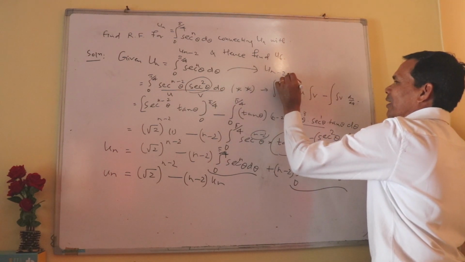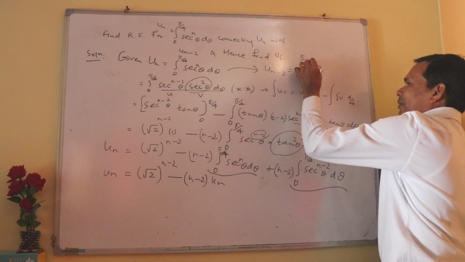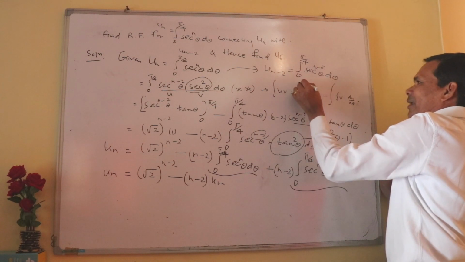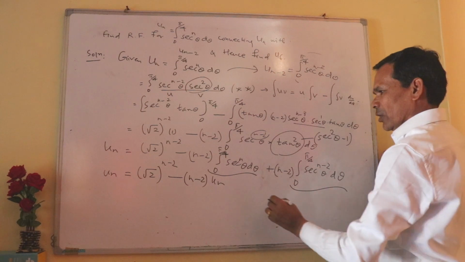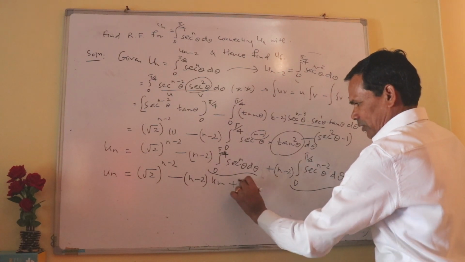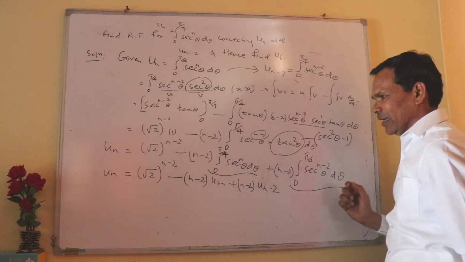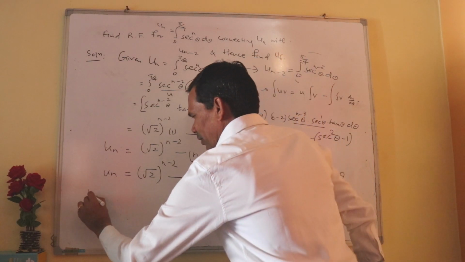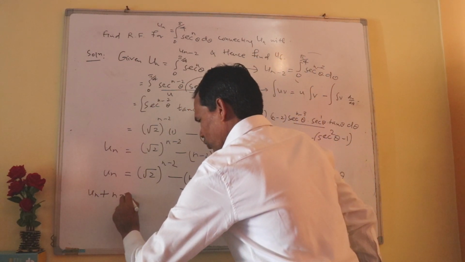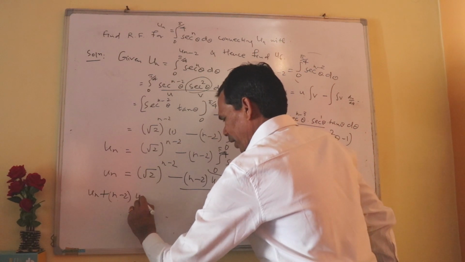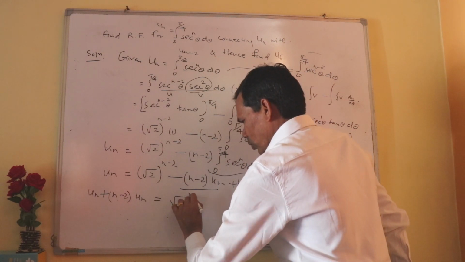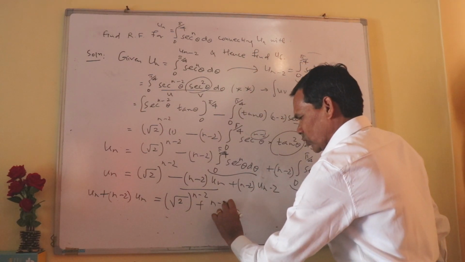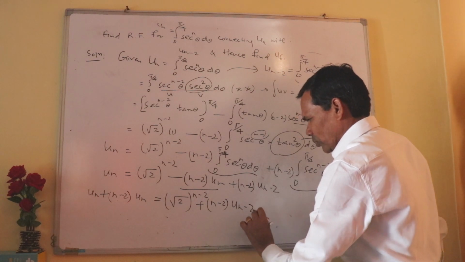So Un minus 2, naturally it would be just replacing n by n minus 2. So it is sec raised to n minus 2 theta. So we can replace this, it is Un minus 2 plus n minus 2 into Un minus 2. Now I collect the terms of Un. I just take this term on that side. So Un plus n minus 2, minus becomes plus there, Un, and this is equal to root 2 bracket raised to n minus 2 plus n minus 2 into Un minus 2.